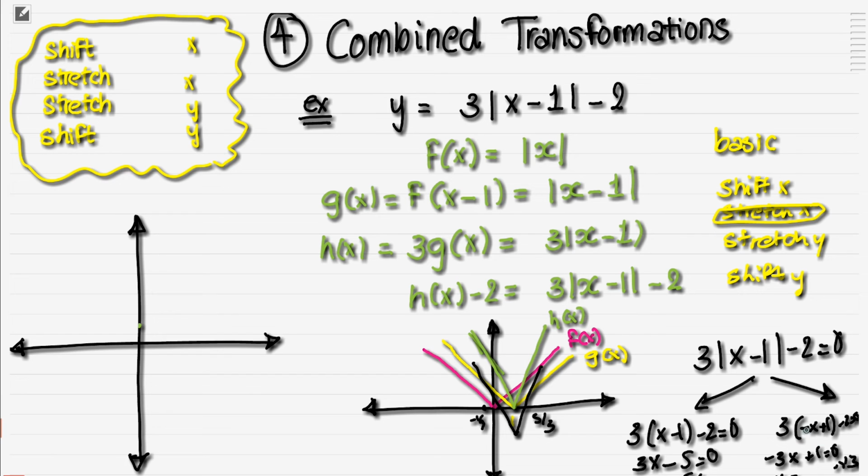negative 1/3. I think I made a mistake here. So 3 into negative x plus 1 minus 2, so negative 3x plus 3 minus 2, negative 3x plus 1 equals 0. So this is minus 1. Oh, this is just 1/3. It's not negative 1/3. So yes, and you know it crosses when it's 1/3, and it also crosses when it's 5/3. So you're going to end up drawing your graph beautifully like this and like this.